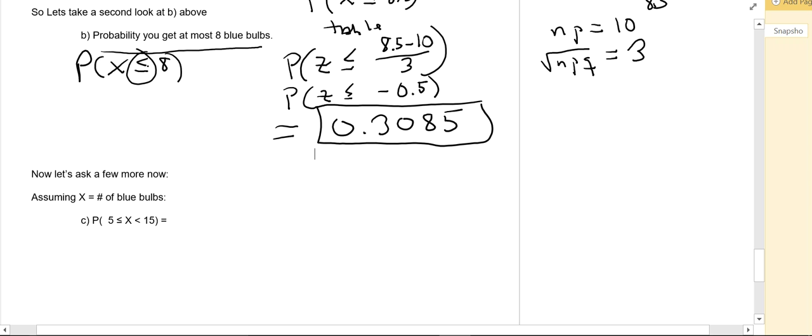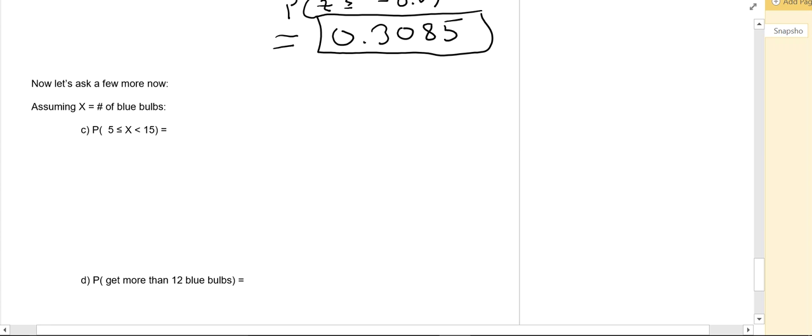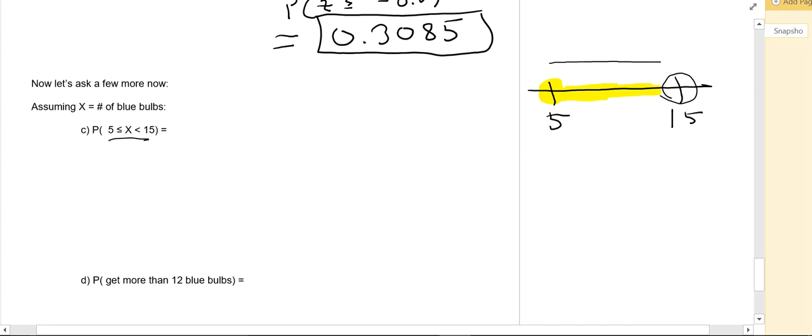It's probably 20 minutes. All right, assuming, again, x is the number of blue bulbs, we want the probability x is between 5 and 15. So I'm going to go over here, draw myself a number line, 5, 15. Now, for this problem here, I want to include 5, but I don't want to include 15, right? Look right here. So if I'm going to include 5 and I don't want to include 15, I'm going to have to go below 15. So I'm going to have to go to 14.5.